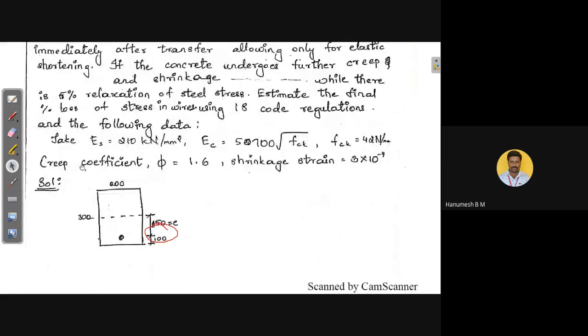Say cross-sectional dimensions are given, hence we can find out the area of the concrete. Area is equal to 200 by 300, that is 60,000 mm square. It is a rectangular section. Moment of inertia will be equal to BD cube by 12. Breadth of the beam 200 mm, depth of the beam 300 mm, BD cube by 12. It will be 450 into 10 raised to 6 mm raised to 4.